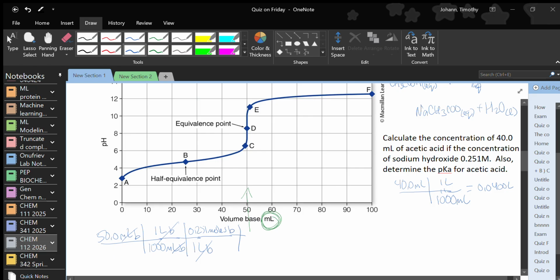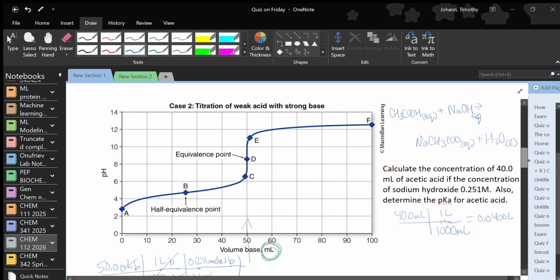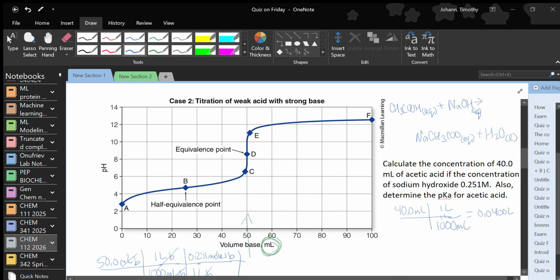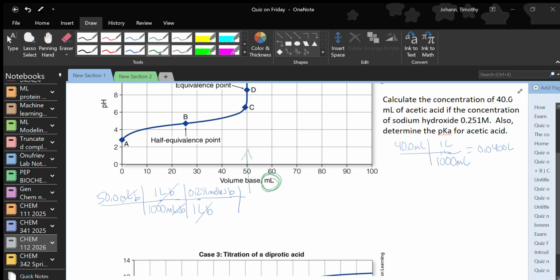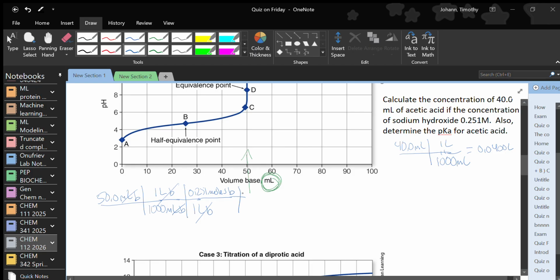Then we look up how these things react. I've got moles of base. I need to figure out how many moles of acid that corresponds to. If you look up here, 1 mole of sodium hydroxide reacts with 1 mole of acetic acid. All right, so that's easy. So if I have 1 mole of base, I have 1 mole of acid.